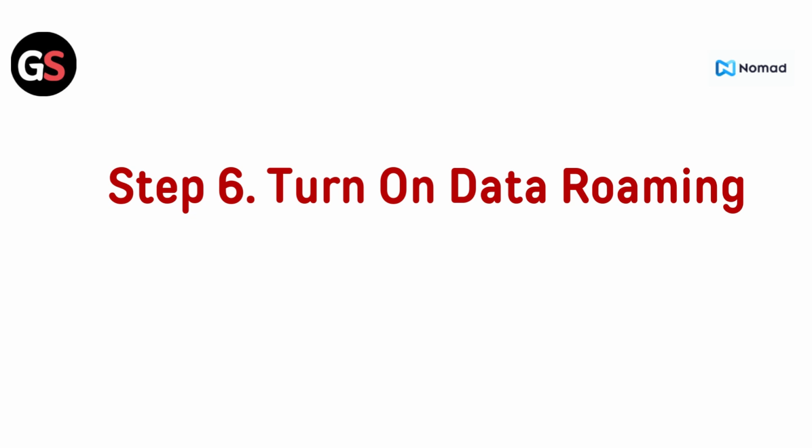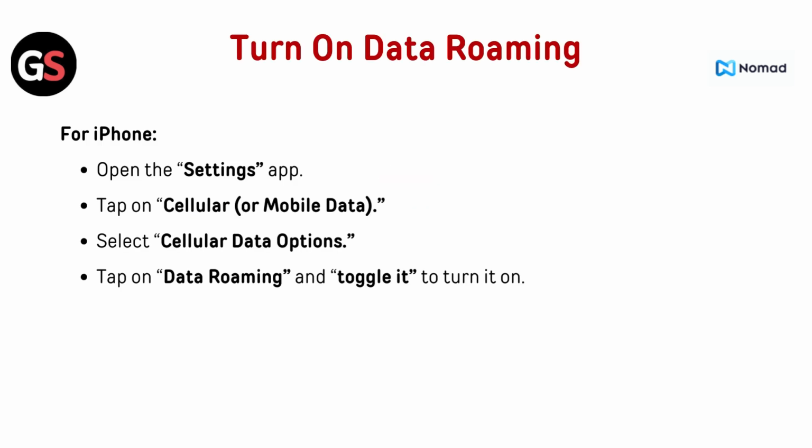Step 6. Turn on data roaming. For iPhone, open the Settings app, tap on Cellular or Mobile Data, select Cellular Data options, tap on Data Roaming and toggle it to turn it on.